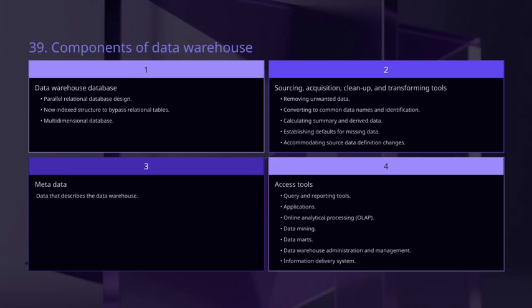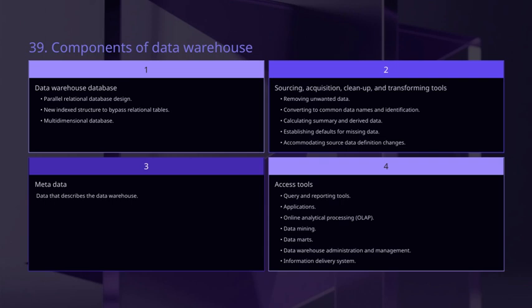Now, let's look at the key components that make up a data warehouse. First, we have the information delivery system, which is essentially how we provide data insights to users. Then, there's the data warehouse administration and management, ensuring everything runs smoothly and efficiently.